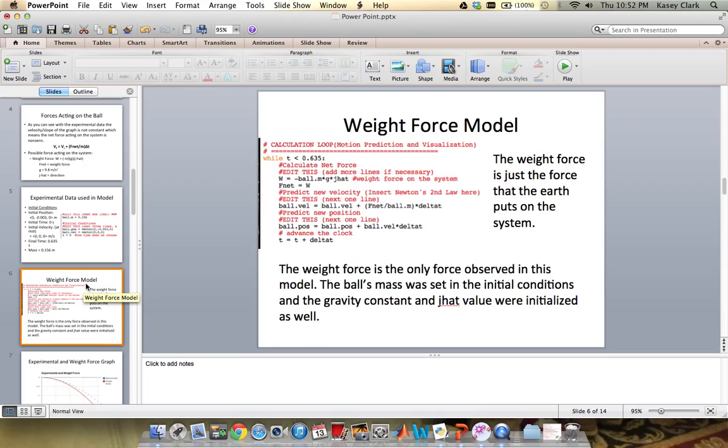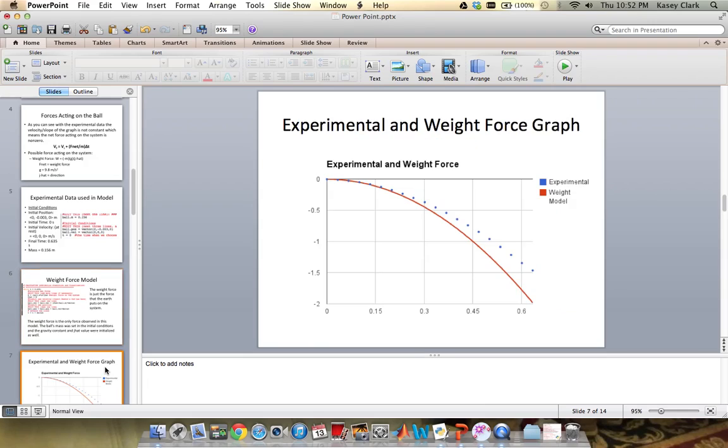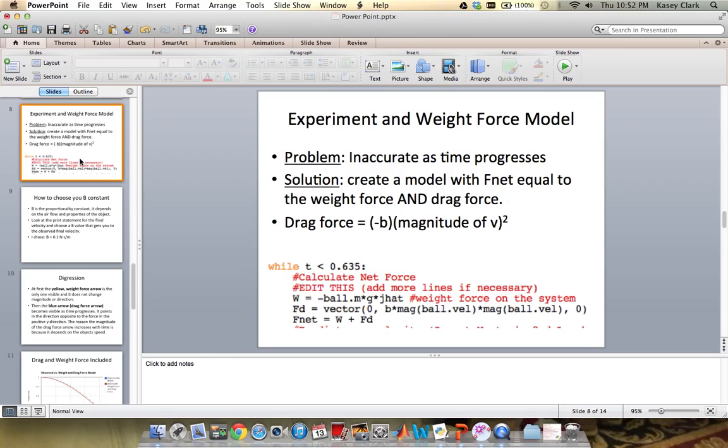Our first model contains only the weight force. In the model, as you can see here, the weight force is added in right here, and the net force is set equal to only the weight force. And as you can see, the model overpredicts the position, meaning that there must be a force acting in the opposite direction to slow it down. Another observation is that as time progresses, the model gets more inaccurate.